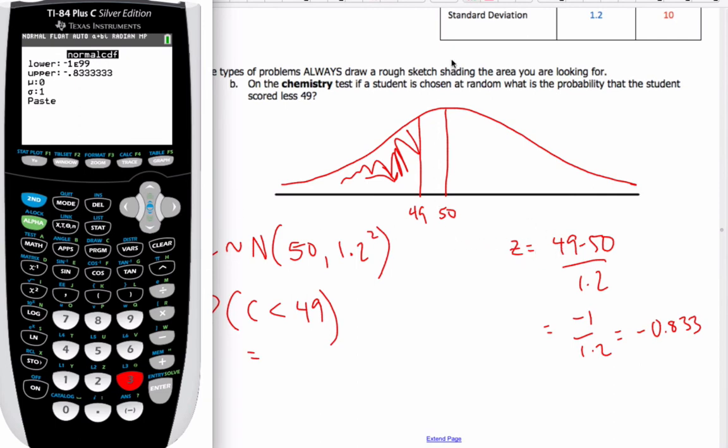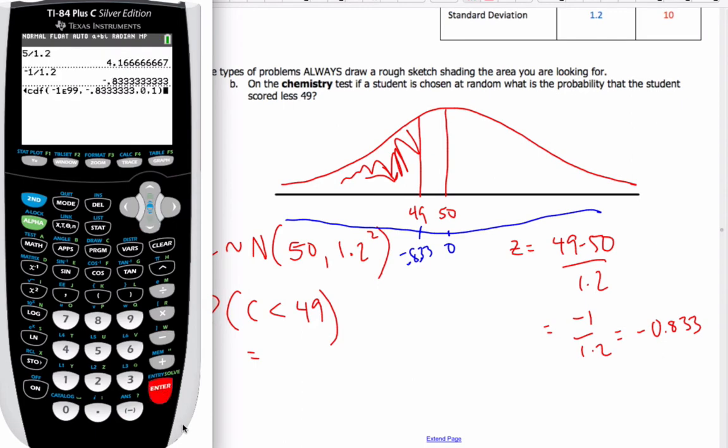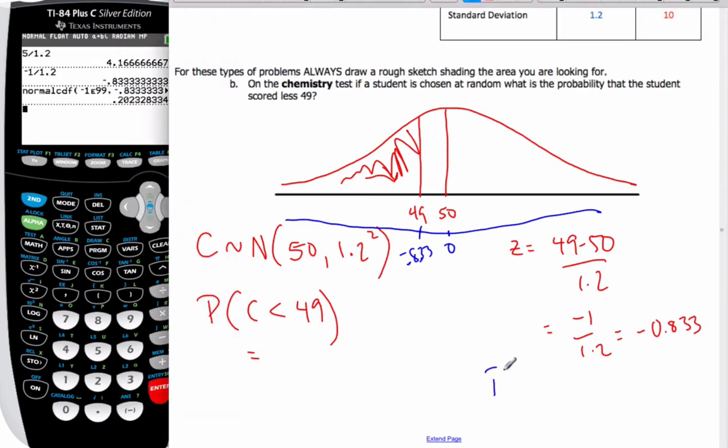0.8333. Because I've done a z-score, I've put it onto the z-axis, which is kind of down here, saying this mean is 0 and this value is negative 0.8333, and so on. So I'll keep my mean and standard deviation as is, and I get a probability. The probability that C is less than 49 is the same as saying that Z is less than negative 0.833, which is 0.2023 to 3 significant figures. So that's converting to z-scores.